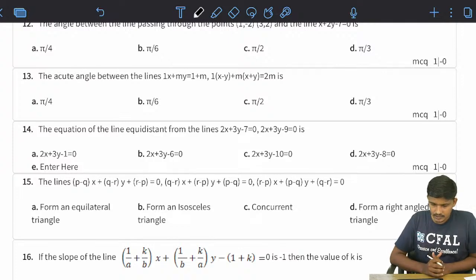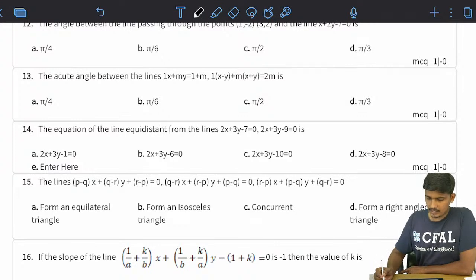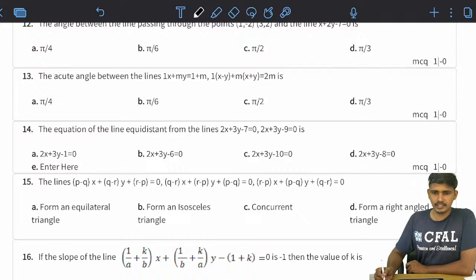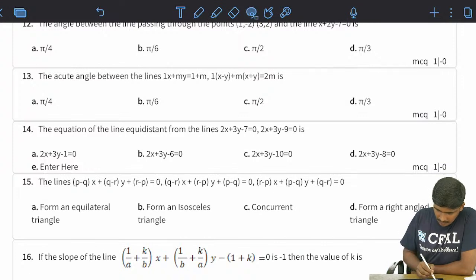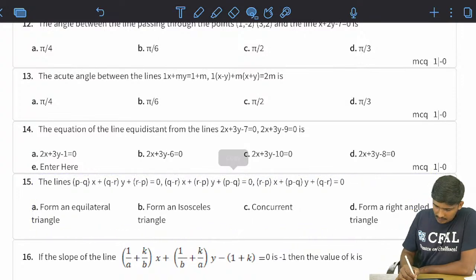The lines (p minus q) into x plus (q minus r) into y plus (r minus p) is equal to 0, and (q minus r) into x plus (r minus p) into y plus (p minus q) is equal to 0, (r minus p) into x plus (p minus q) into y plus (q minus r) is equal to 0 form what? Is it an equilateral triangle? Form an isosceles triangle? Concurrent? Form a right angle triangle? This question looks very, very complicated, but the solution is very simple. So let's copy this question.